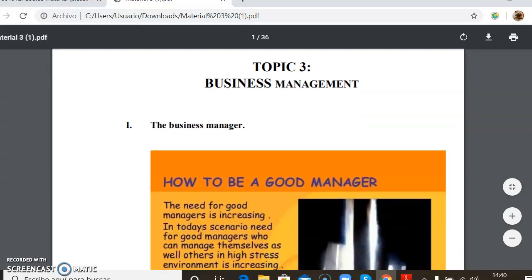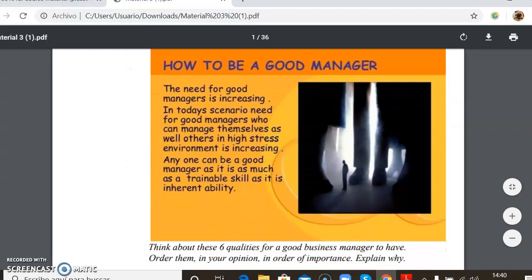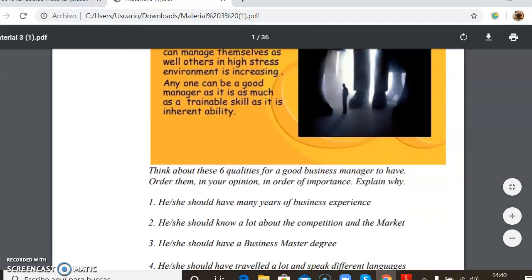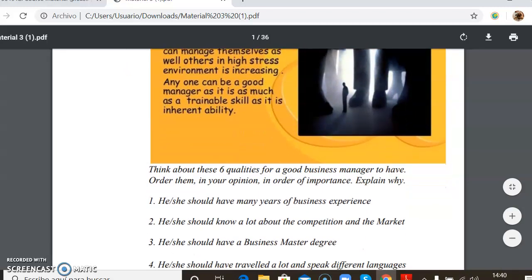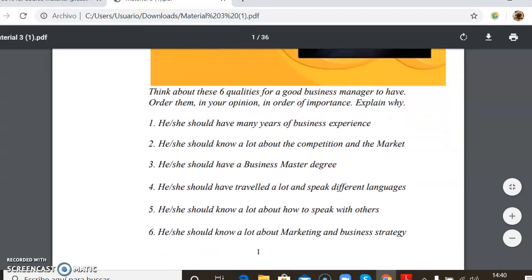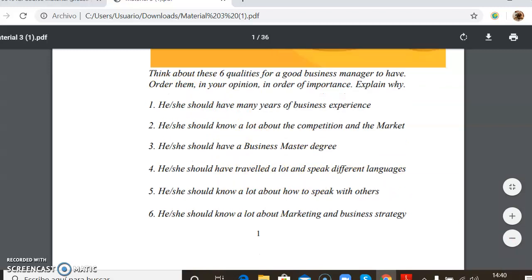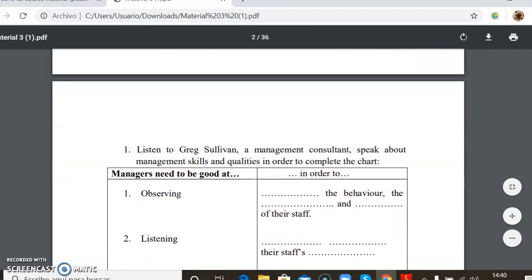So you have to do all the activities starting with number 1, answer the questions. You have to rate or evaluate the importance of a business manager and his or her qualities from most important to least important in your opinion, and explain why. Why do you think this? For example, number 1, if you think it's the most important, why? And then number 2, why, etc. So order them in terms of importance.